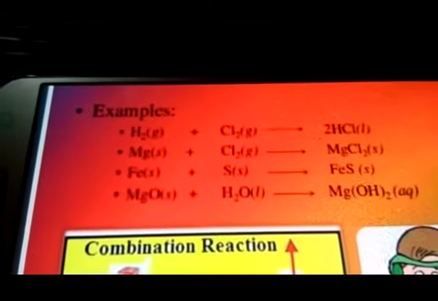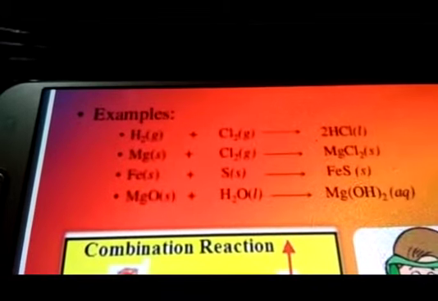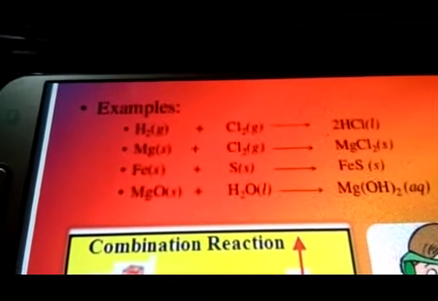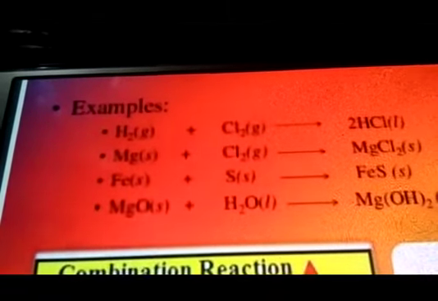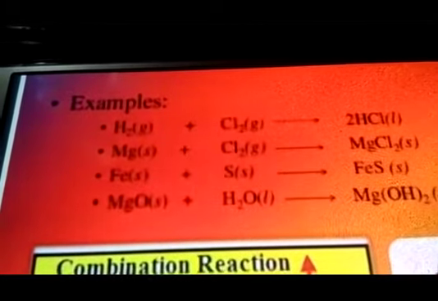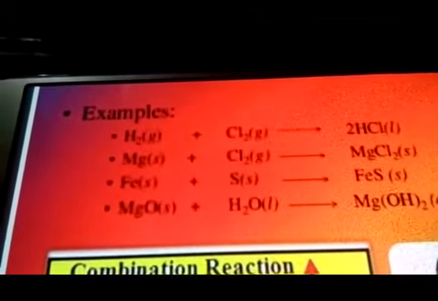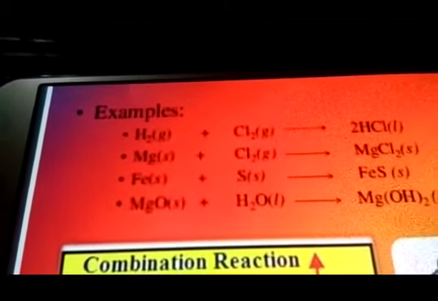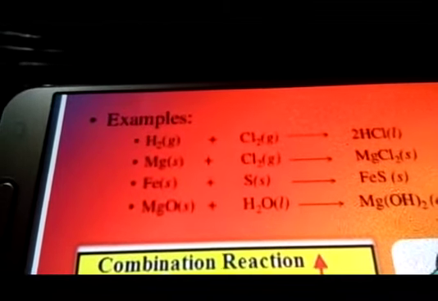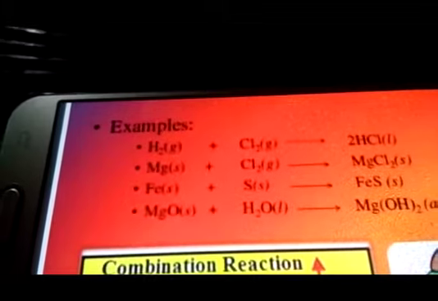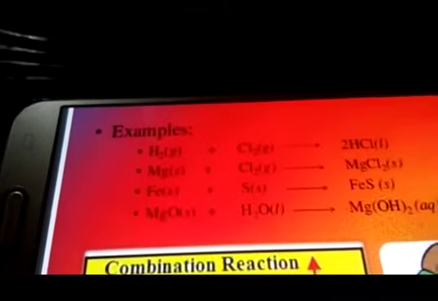Let us see the different types of combination reaction. H2 plus Cl2 give HCl. Second, magnesium reacting with chlorine to give MgCl2. Iron reacting with sulfur giving FeS. MgO reacting with water to give magnesium hydroxide. In all these combination reactions, we can see that there are two reactants, it may be more than two also, combining together to form a single product.